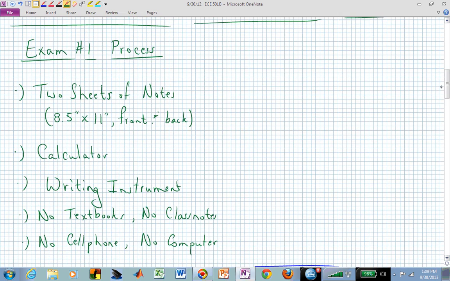The process for exam number 1, I'm going to allow you to have 2 sheets of notes. Those sheets need to be 8.5 inches by 11 inches, but you can use the front and back of those too. But that's really all you have then to bring to the exam, besides maybe a calculator and something to write with. But you will not be allowed to bring a textbook, no class notes. You will have those 2 sheets of notes, no cell phone, and no computer.